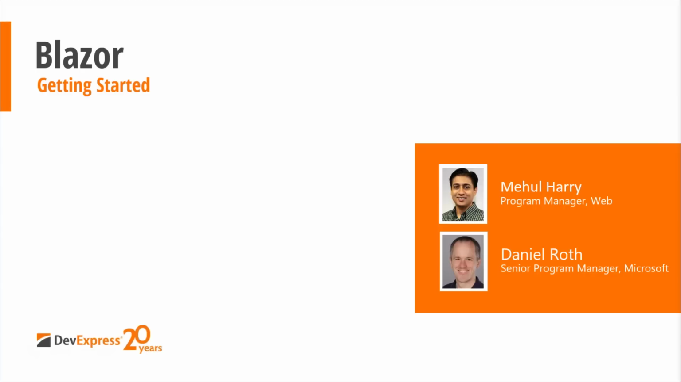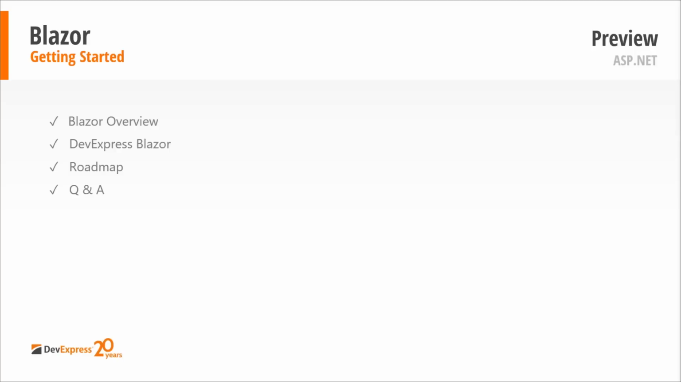So in today's agenda, we've got a lot to show. We're going to start off where Dan is going to give us an overview of Blazor, what it is, how to get started with it. And then I'll come in and I'll talk about our DevExpress offerings, what we've been working on, what you can expect and so forth. And then we're going to get into the roadmap, what's coming up for Blazor. Dan's going to talk about what they have in the works, what their plans are. And then I'll talk a little bit about DevExpress plans for Blazor as well. And finally, we'll do a Q&A.